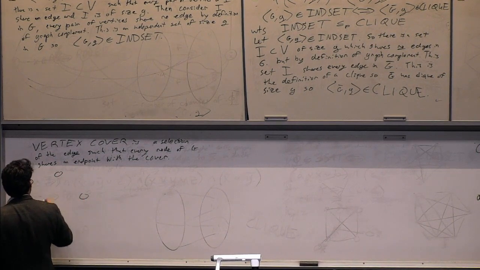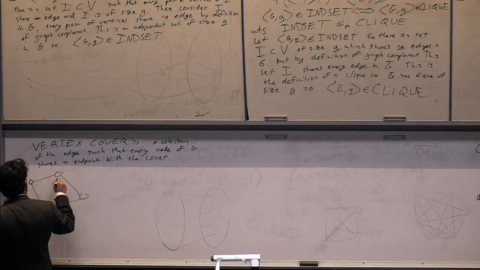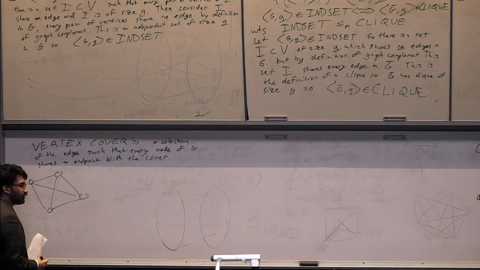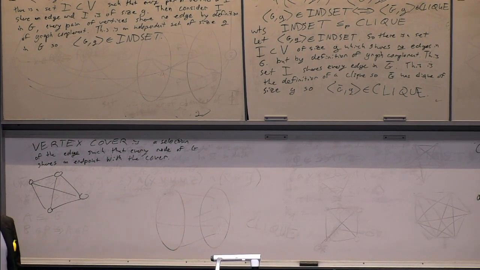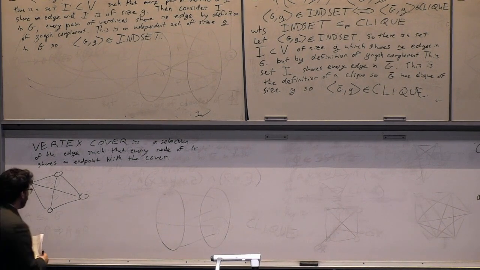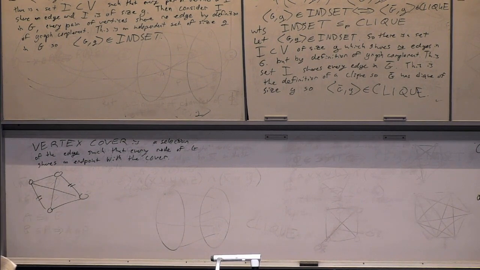So consider a clique of size 4. Now, we don't want the largest vertex cover. Every graph has a vertex cover of the number of nodes, right? So you can always find the largest vertex cover. We actually want to find the smallest vertex cover. We want the fewest edges that you can choose such that every node is covered, right? What is a vertex cover of this graph? What is the fewest number of edges that you can select? Yeah, 2 would cover. That would work too, but I was thinking this one. A vertex cover of size 2 would cover every vertex in that, right?